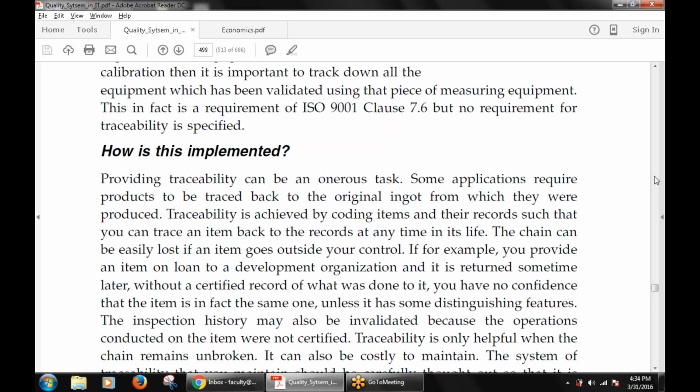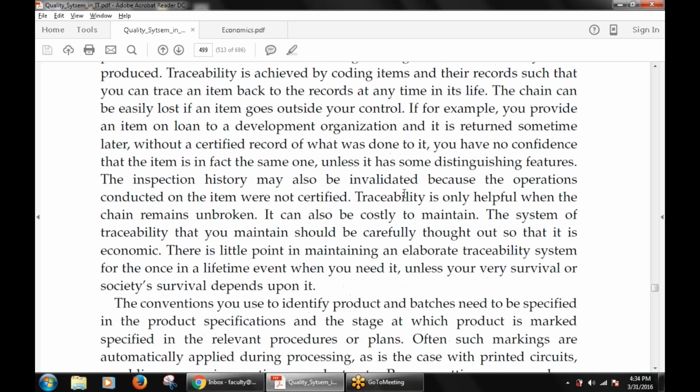Whatever output is carried out, there will be a certified record of whatever traceability requirement we need. And traceability is only helpful when the chain remains unbroken. If the chain breaks in between, the traceability is very low. So traceability is only helpful when the chain remains unbroken.